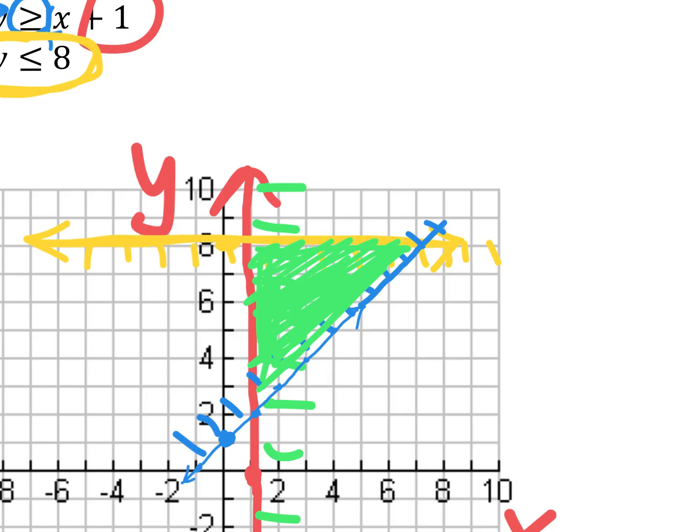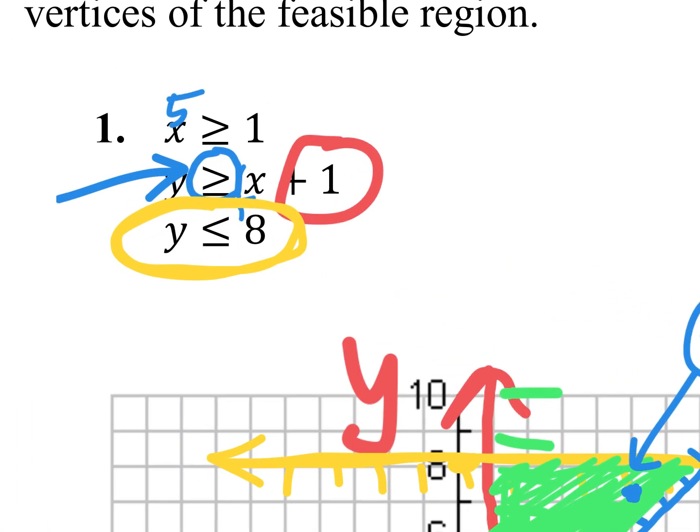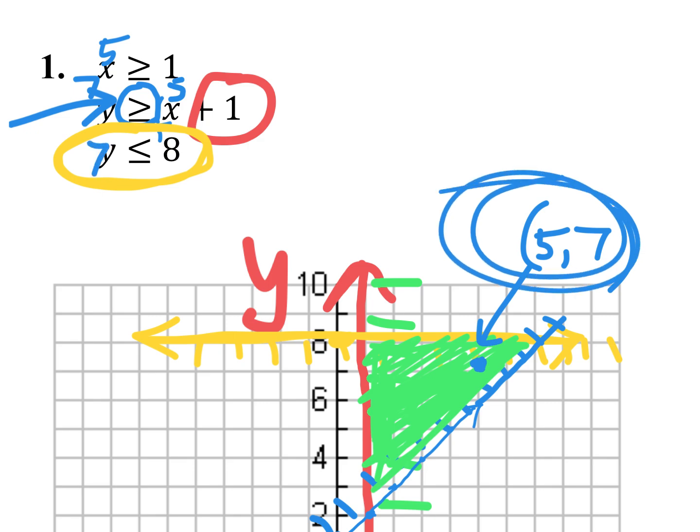So every point in there, if I decided to pick on this point, that's the point 5, 7, for example. That point 5, 7 works in all three equations. If I put in x equals 5, it's true. If I put in, again, 5, 7, if I put in 5 here and 7 here, 7 is bigger than 5. And then if I put in a 7 here, 7 is less than 8. So see, every point in there works in all three equations. That's why it's feasible. That's why that's the feasible region.